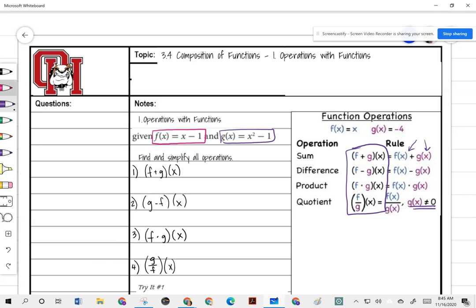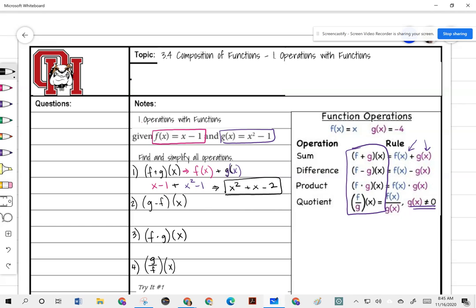We are supposed to add f plus g of x. That's like saying take the f function and add the g function, which should be purple. So the f function is x minus 1 plus the g function, x squared minus 1. When you add those and combine like terms, you're going to get x squared plus x minus 2.